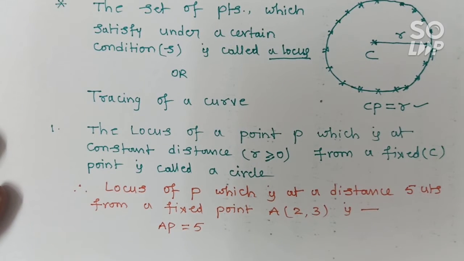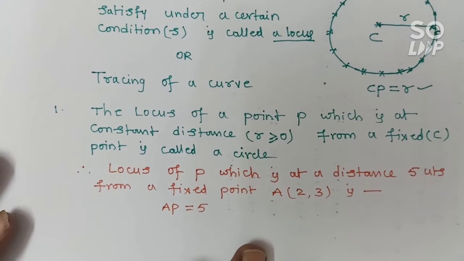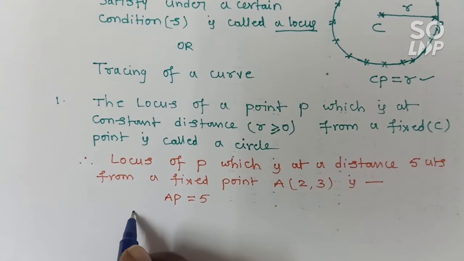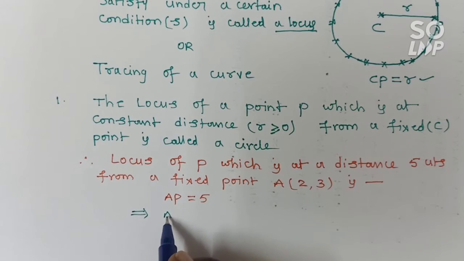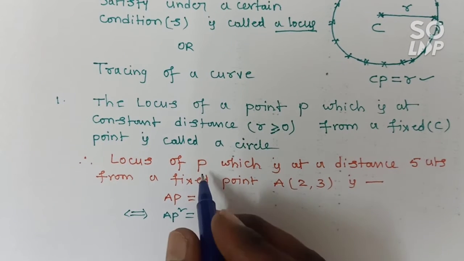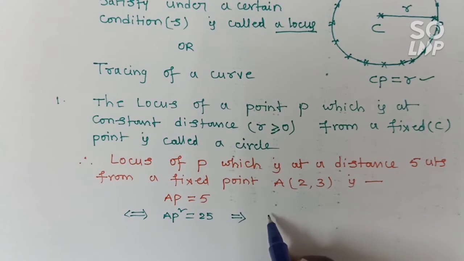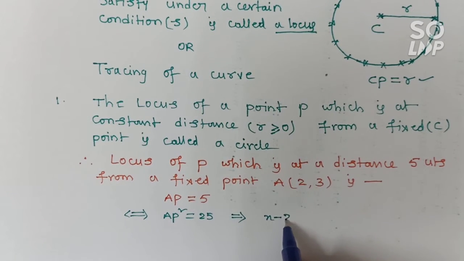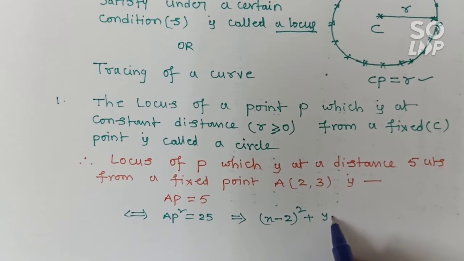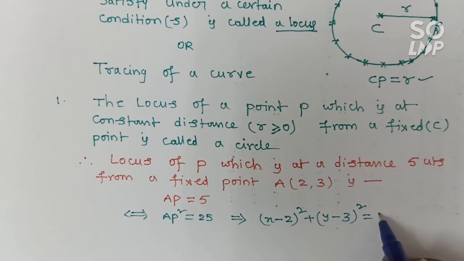AP equals 5 units means, squaring on both sides, AP squared equals 25. Here the point P you can directly take as (x, y). That implies we get (x minus 2) whole squared plus (y minus 3) whole squared equals 25.